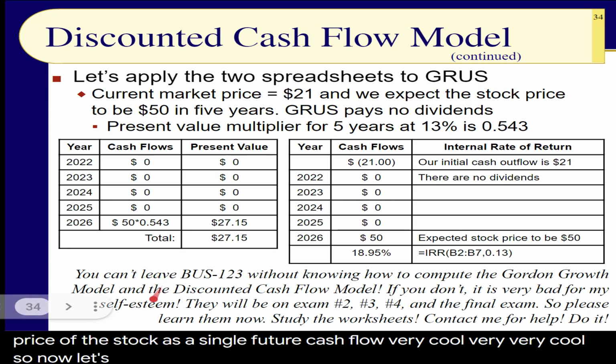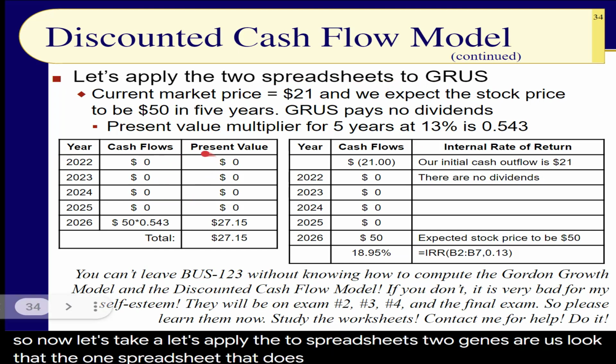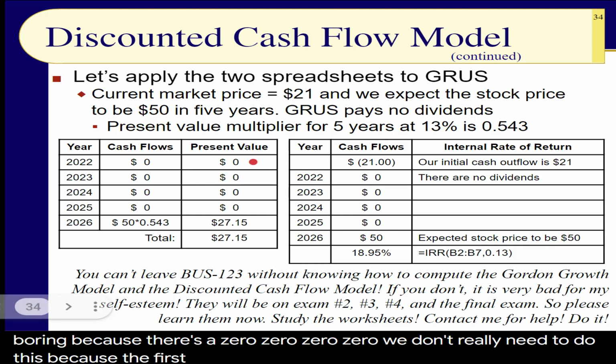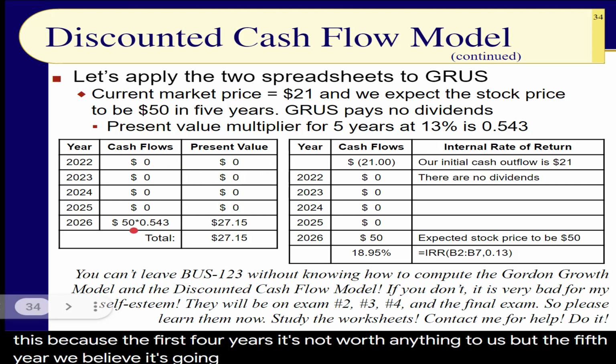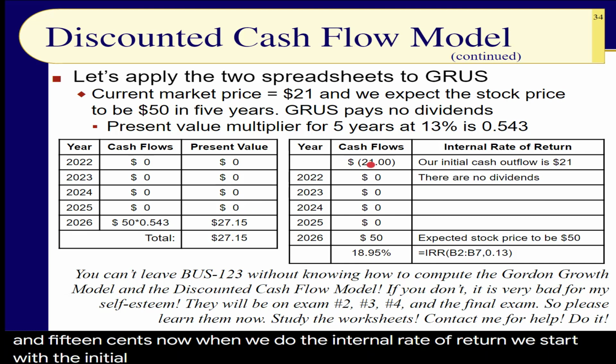So now let's apply the 2 spreadsheets to Genes R Us. Look, the one spreadsheet that does the discounted cash flows is kind of boring because there's 0, 0, 0, 0. We don't really need to do this because the first 4 years it's not worth anything to us. But the 5th year, we believe it's going to be worth $50 times the 0.543, so $27.15.